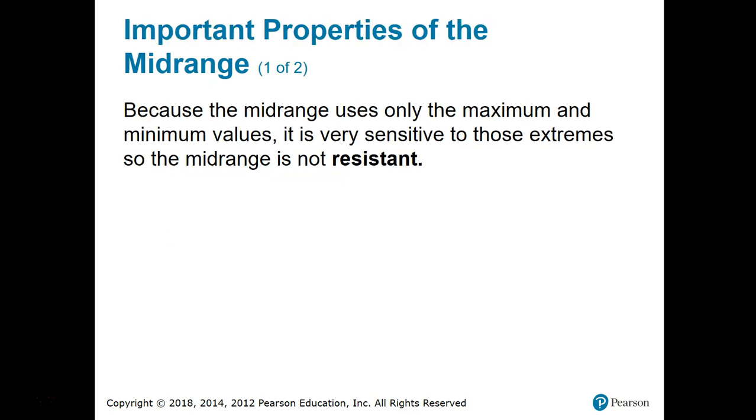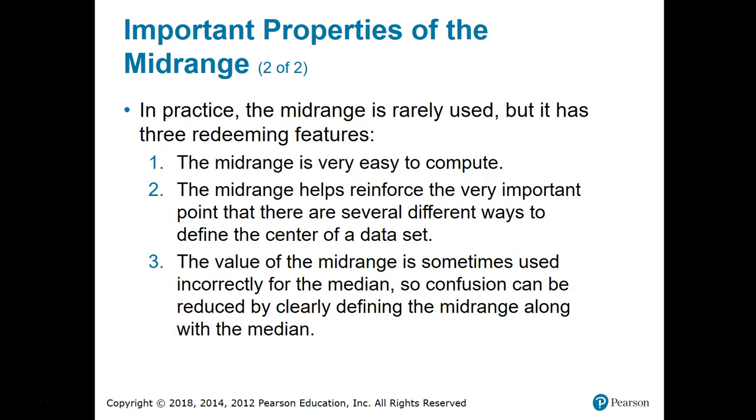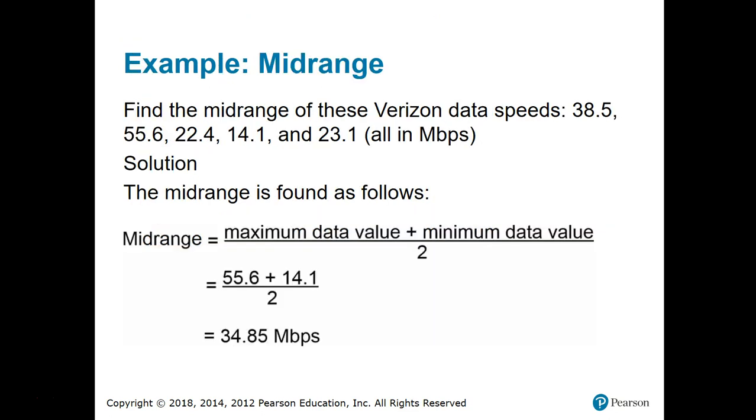Not resistant, obviously. If you have a real big extreme in one end and a real big extreme in the other, it could lead to bad, inconsistent, and useless results. Alright, benefits of the mid-range, easy to compute. You take 2 numbers, add them up, divide by 2. Mid-range tells you that there are different ways to get the center, some better, some worse, like mid-range. And it can be used if you have nothing else, just to give you a quick and dirty idea of what the median or mean may be.